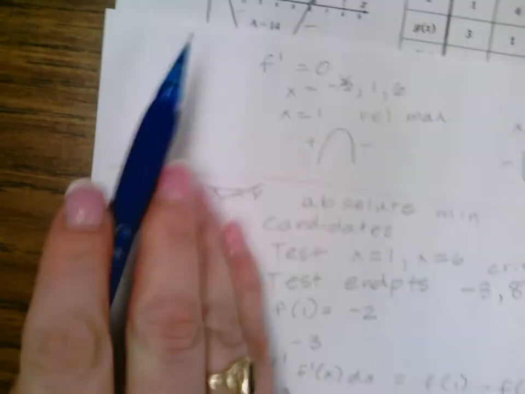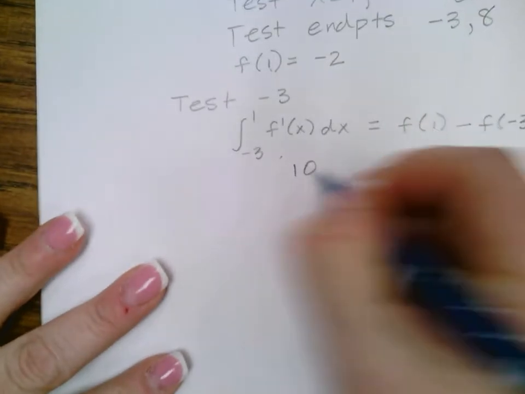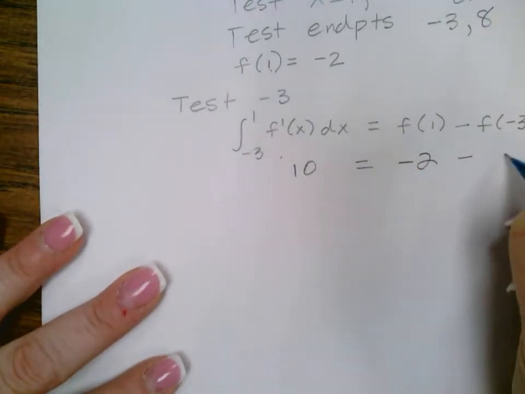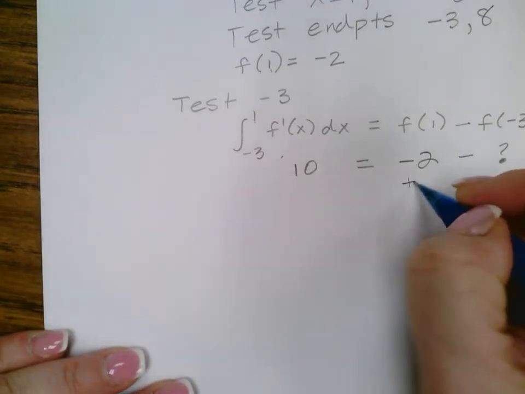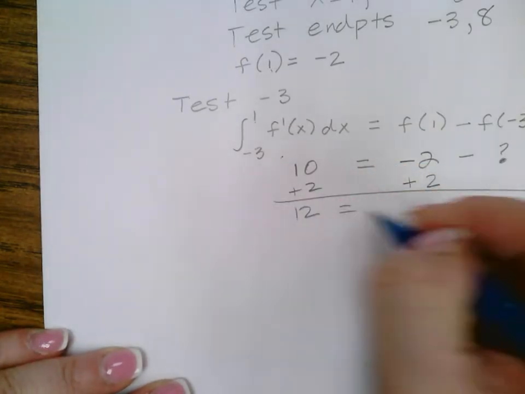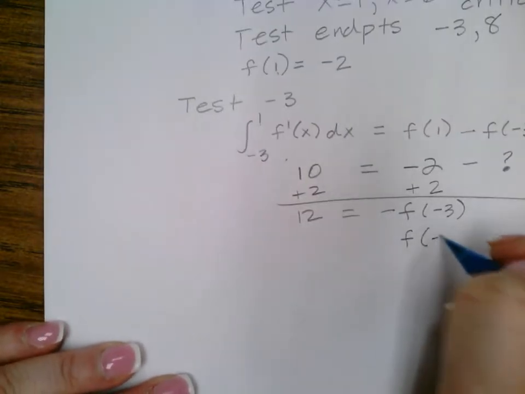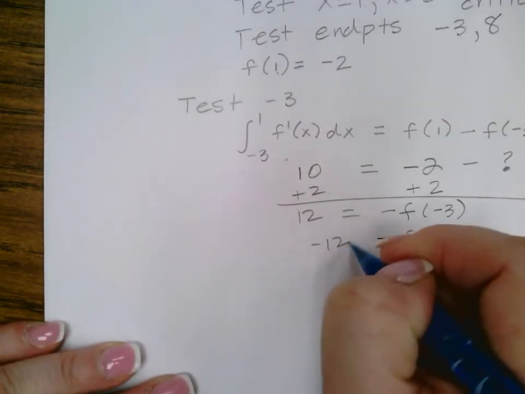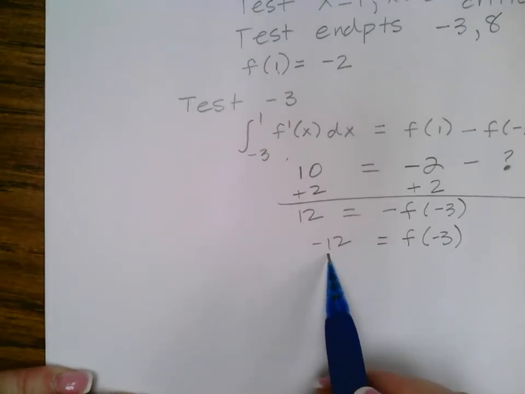So if I look from -3 to 1, that area is 10. And then this would be our variable, what we're searching for. So when we add 2 to both sides, we'll get 12 equals -f of -3, and f of -3 equals -12. So that's a better candidate for an absolute minimum than this one.